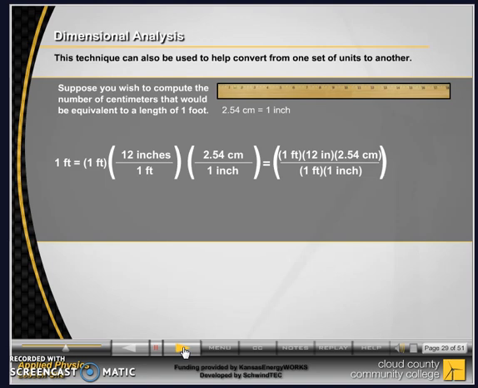The foot in the numerator cancels the foot in the denominator, as does the inch in the numerator with the inch in the denominator, leaving the desired overall units of centimeters. The numerical values multiply and divide as usual to give the final numerical value of the answer. 30.5 centimeters is equal to 1 foot.